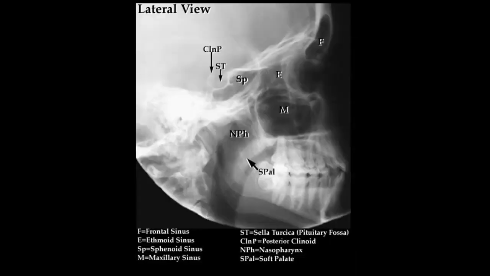Alright, in this x-ray we're looking at the different sinuses. Here's a sinus here and here: frontal sinus, maxillary sinus, ethmoidal sinus, sphenoidal sinus. Those you can see in this particular image.